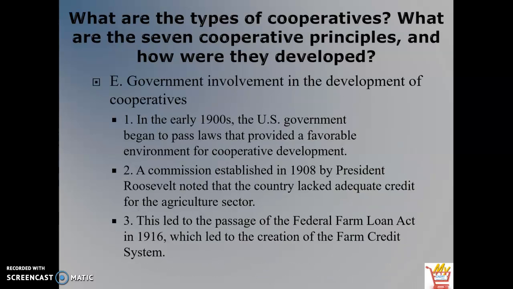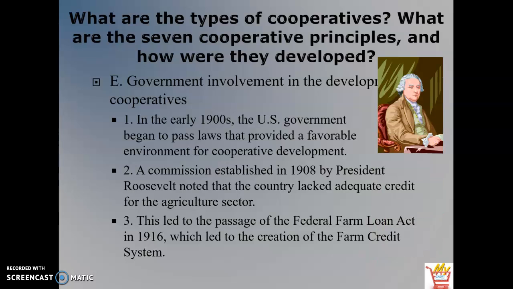So let's talk about how the government has been involved in the development of cooperatives. In the early 1900s, our government here in the US started to pass laws that created an environment that was very, very good for cooperative development. A commission established in 1908 by President Teddy Roosevelt noted that the country lacked adequate credit for the agricultural sector. So President Roosevelt recognized back then that we needed more opportunities for farmers to borrow money so that they could improve their farms and expand their operations.